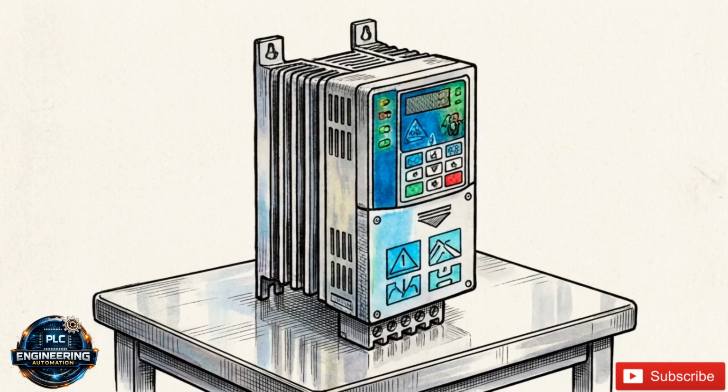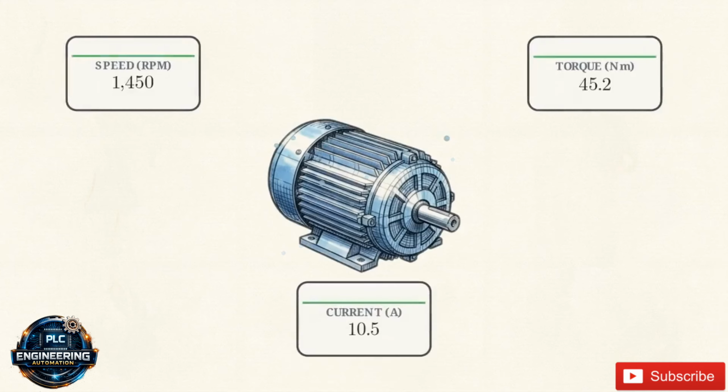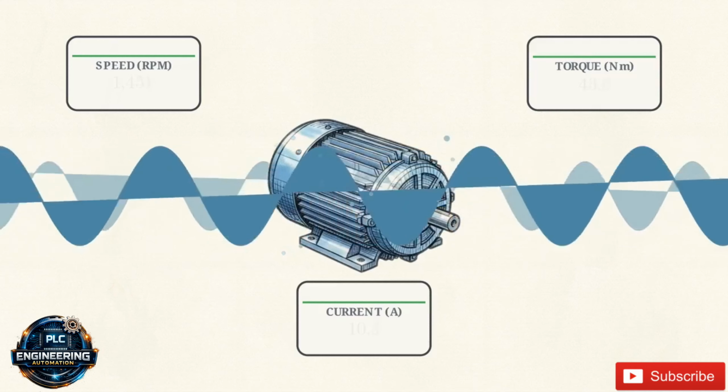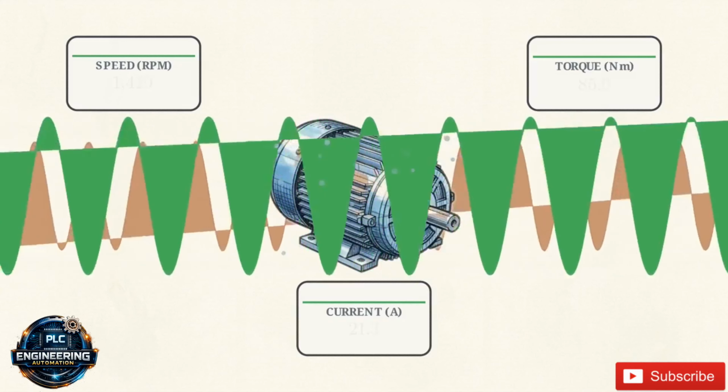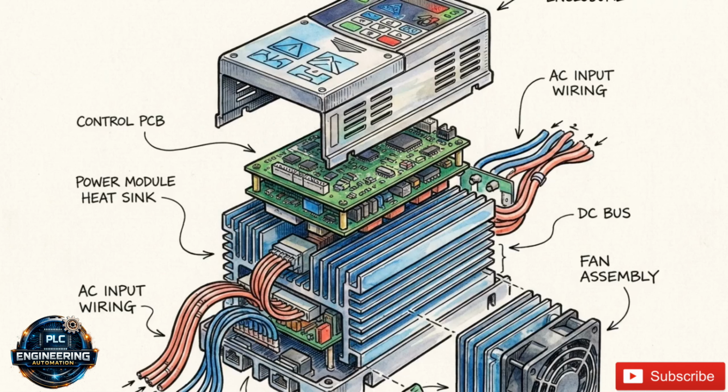The variable frequency drive, or VFD, serves as the primary intervention. This device functions as a high-speed synthetic power generator. It actively calculates the physical state of the motor in real time, constructing a precise electrical environment to match the exact load requirements. To understand how it achieves this, we have to look inside the drive.